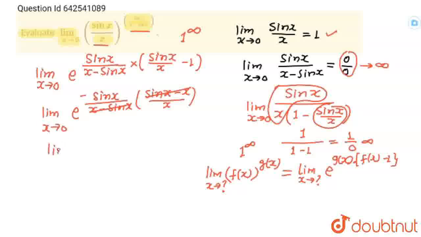So the next step is limit x tends to 0 e to the power minus sin x upon x, and here you can see that limit x tends to 0 of sin x upon x is 1. So for this limit, this value will be 1. So the answer will be e to the power minus 1. Okay, thank you students.